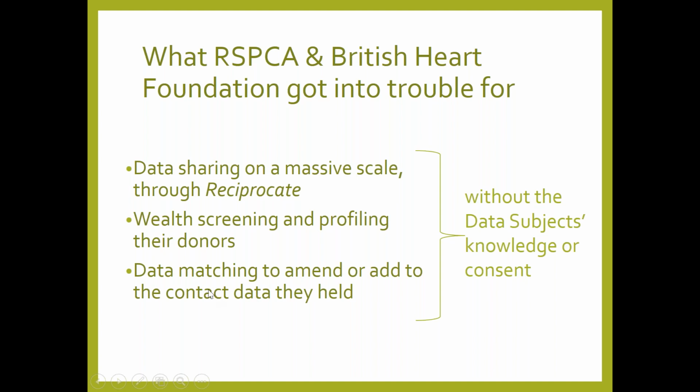I think the data matching is probably out of order, because if I fill in a form and I could have given my phone number but I didn't, that probably means I don't want to be phoned by that organisation. So, you know, adding it without me knowing, going behind my back in that way, feels a bit unfair. But I think the wealth screening and profiling is the one that people have mostly said, actually, we think the Information Commissioner has overstepped the mark, because what we're actually doing is we're picking people out and being more nuanced in the way we approach them.